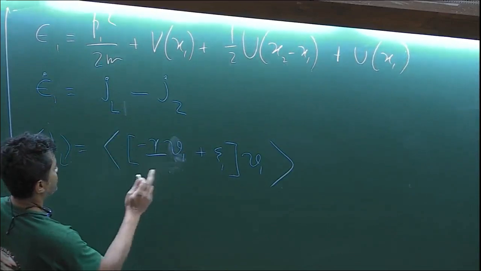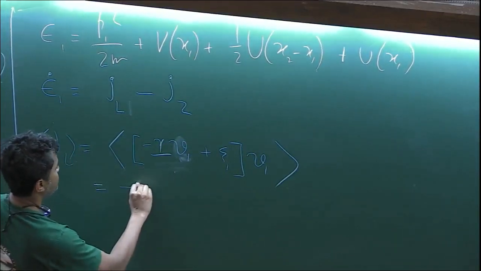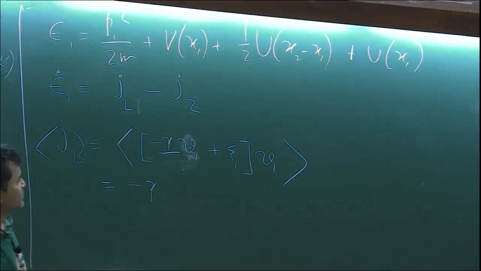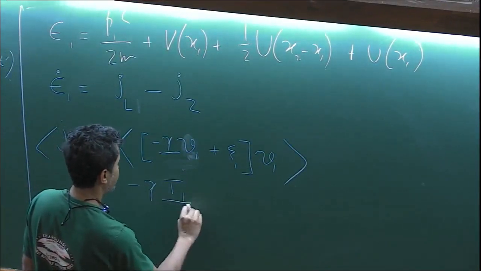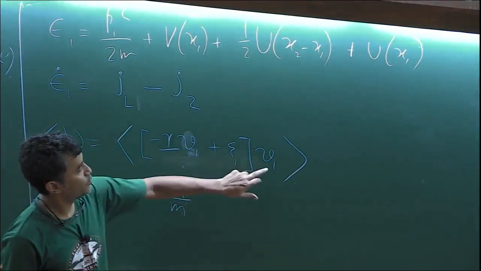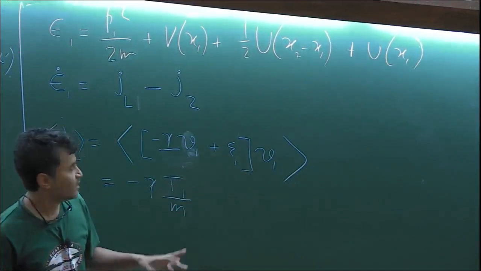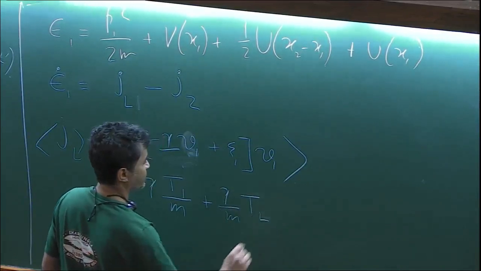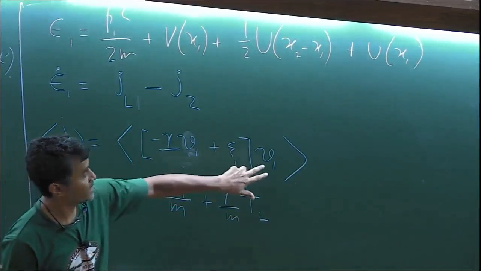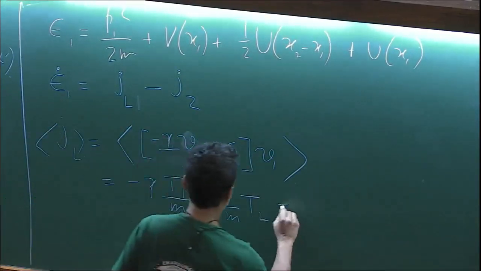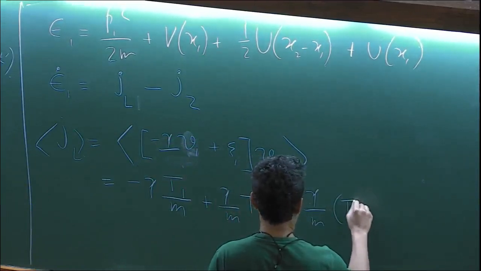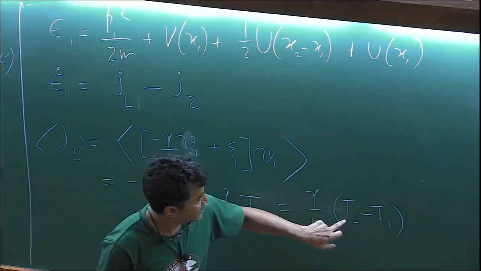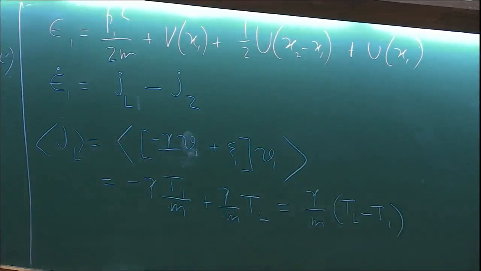And you can write it in a slightly different form. The first term is minus gamma, and V1 square we defined as the local temperature at the first site, so this is just T1 divided by M. And then this Z1 into V1, the noise into velocity average, I won't show it, but you can show that this is always equal to gamma by M into T left reservoir. So this is just a constant. This is finally equal to gamma by M times the difference. So the current basically depends on the difference between the first particle and left reservoir temperature.